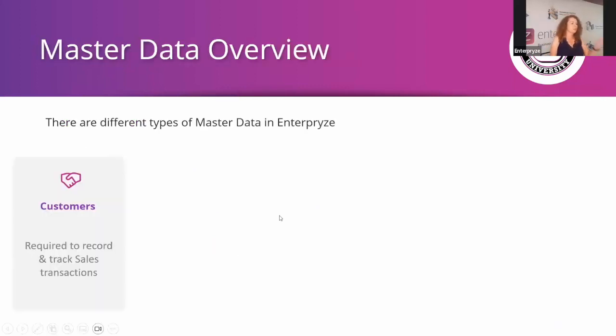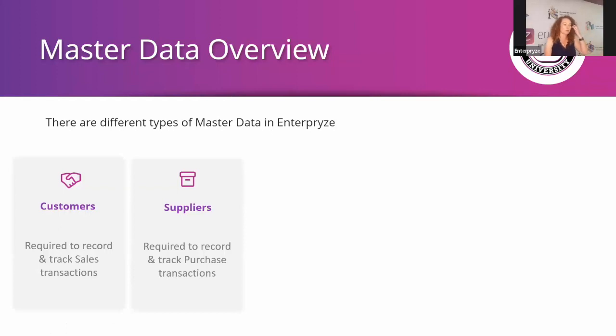Okay, so there are different types of master data in Enterprise. First of all, we look at customers. Customers are important. Without our customers, we don't get to record and track any information. They enable us to record and track all the sales transactions, but we'll see after this that they're much more than that. We've also got our suppliers in terms of our purchasing and procurement. We're required to record and track transactions within the purchasing module. Again, there's much more than that in terms of the record for your supplier.